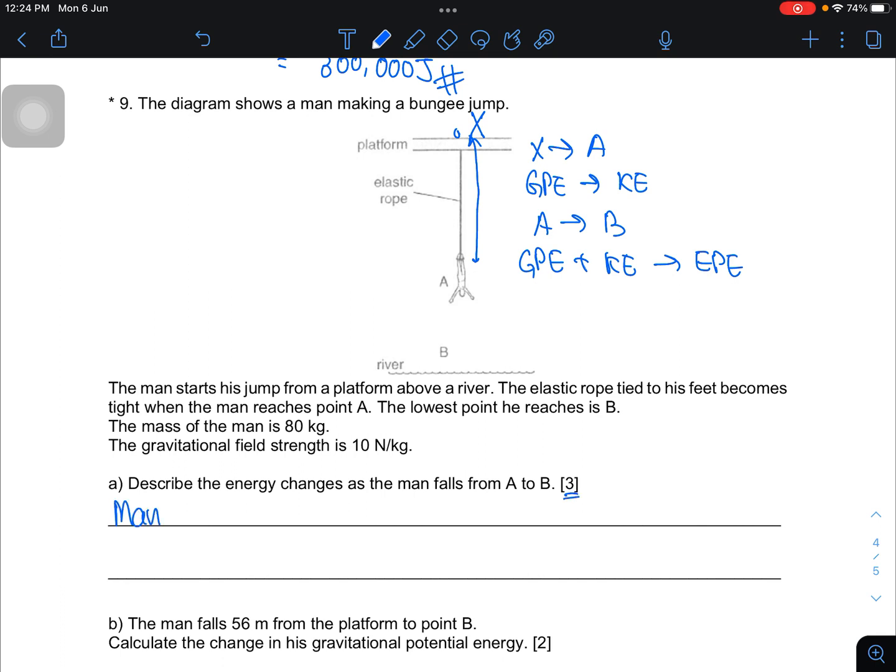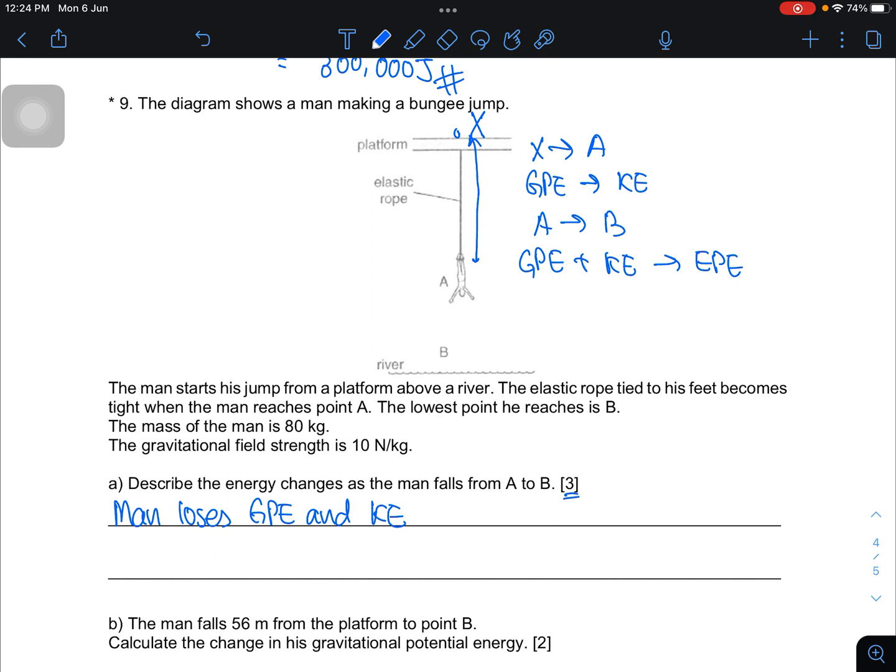Man loses GPE and KE. I'm going to assume this is 2 marks already. Loses GPE and KE, because it's continuing to move down, so GPE definitely must be lost. And as it moves down, does it move faster or slower? It has to move slower and slower, and eventually reaches B, it comes to a stationary point.